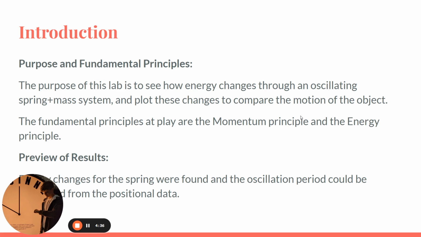So for the introduction, the purpose and fundamental principles here. The purpose of this lab is to see how energy changes through an oscillating spring and mass system and plot these changes to compare the motion of the object. The fundamental principles at play here are the momentum principle and the energy principle. In a preview of the results, the position changes for the spring were found, and then the oscillation period could be calculated from the positional data.